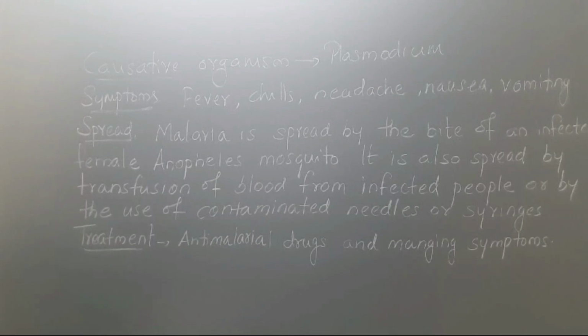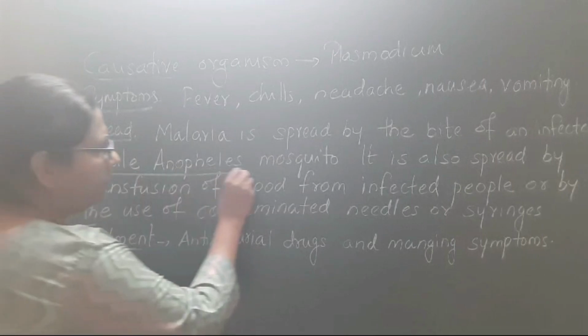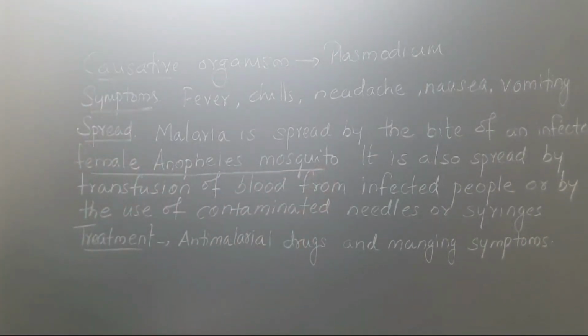Malaria is spread from one person to another by the bite of the female Anopheles mosquito. When this female Anopheles mosquito is infected and bites a person, that person gets the disease, which is malaria.